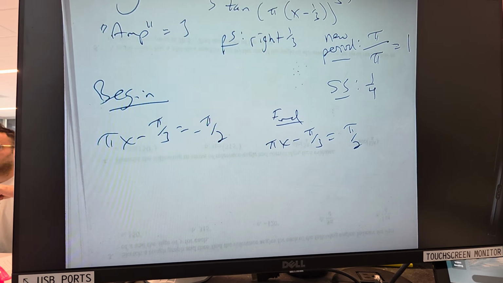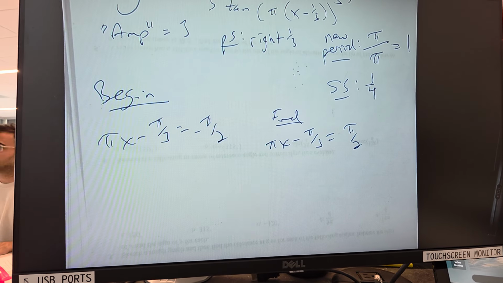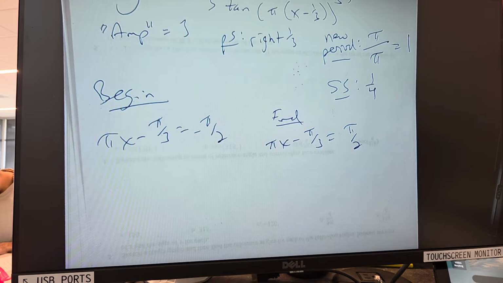Negative pi over 2 and then ends with... Because what does tangent by itself do? Starts at negative pi over 2, ends at pi over 2. Okay. And then I'm going to shift it, yeah?